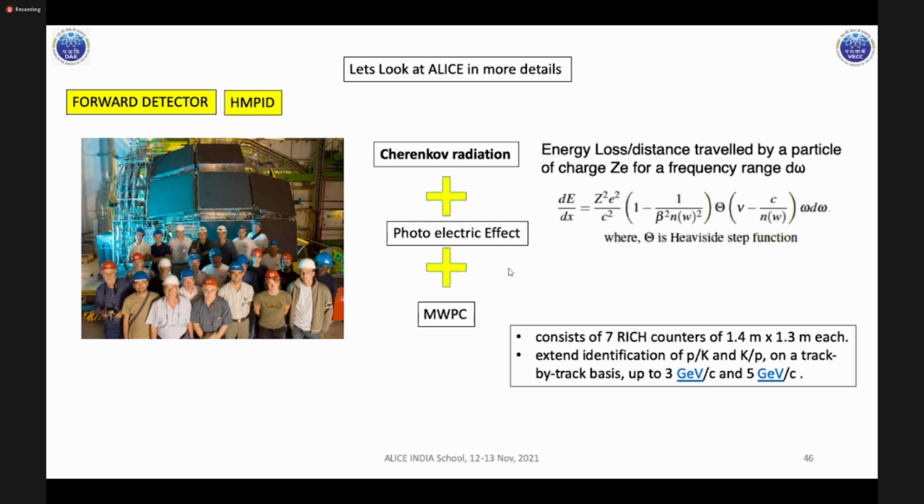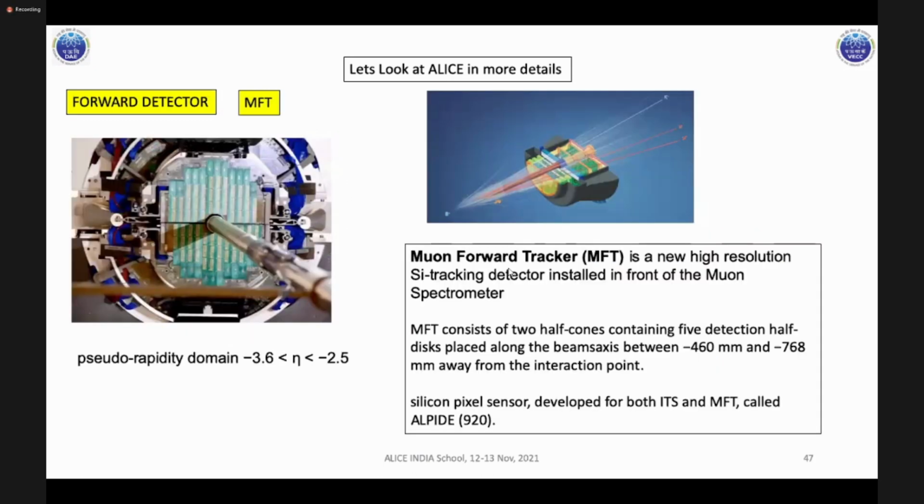Actually, HMPID consists of three ring imaging Cherenkov counters of 1.4 meter by 1.3 meter each, and it extends the capability of ALICE measurement for π/K and K/p on a track by track basis up to 3 GeV and 5 GeV for these two cases. Okay, so this is all about HMPID, and the next one is MFT.